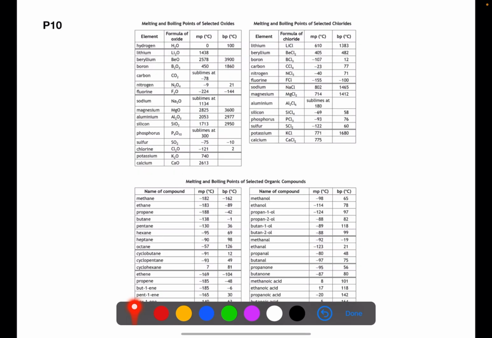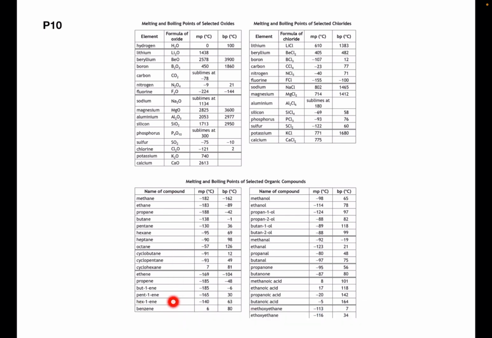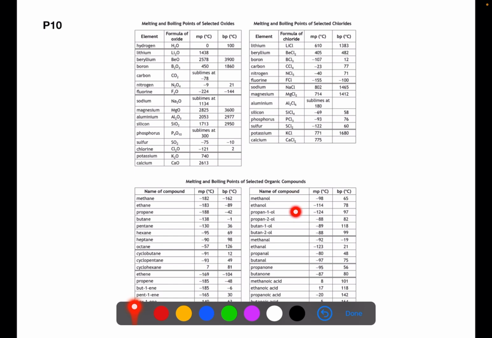Page 10 is the melting points and boiling points of selected compounds. So here we have some selected oxides. You can see that there's quite a few which sublime, so we're seeing that word again, which means goes from solid to gas. And then you have some selected chlorides here as well. At the bottom, you've got your organic compounds, so the hydrocarbons. So you've got your alkanes in order here. You've got cycloalkanes, some of the alkenes here, alcohols, and then we're into carbonyls and carboxylic acids.